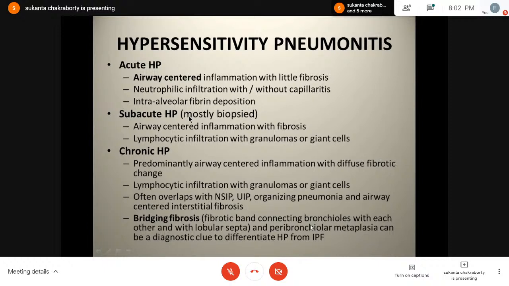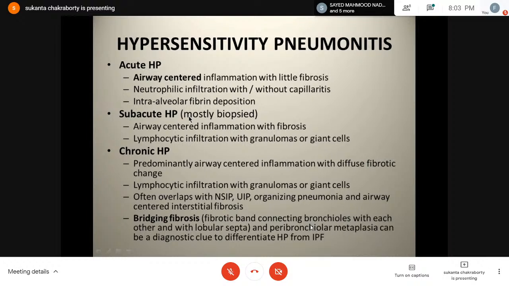In subacute HP, there will be a mixture of acute and chronic forms, of course, and airway-centered inflammation will again be there, but with fibrosis. Lymphocytic infiltration with granulomas or giant cells can be there. In the chronic form, there is predominantly airway-centered inflammation with diffuse fibrotic change, lymphocytic infiltration with granulomas or giant cells. This chronic HP, as we discussed during the IIPs, can often overlap with NSIP, UIP, organizing pneumonia, and airway-centered interstitial fibrosis. Bridging fibrosis can be there in chronic HP.